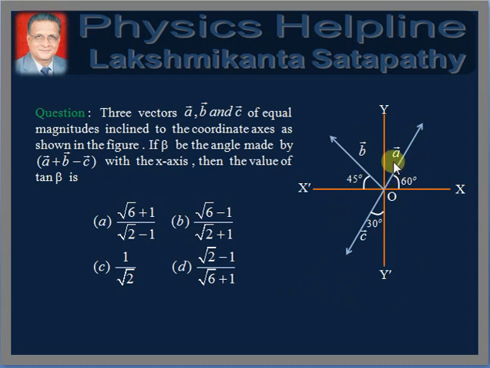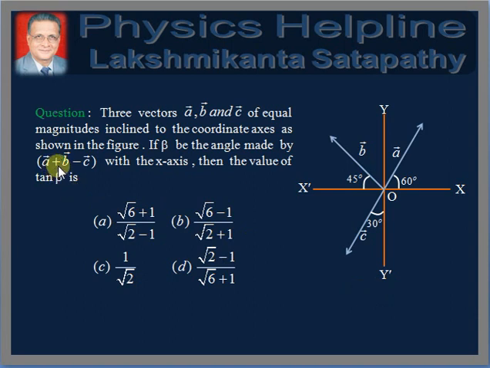We are given three vectors A, B and C. They are of equal magnitudes. Vector A makes 60 degrees with positive x-axis. Vector B makes 45 degrees with negative x-axis. And vector C makes 30 degrees with negative y-axis.